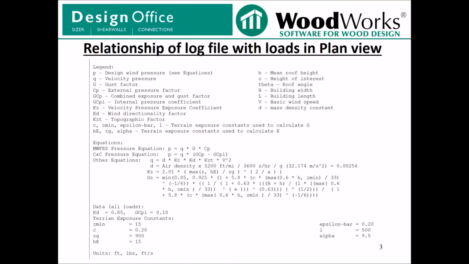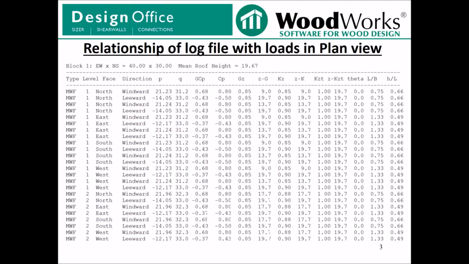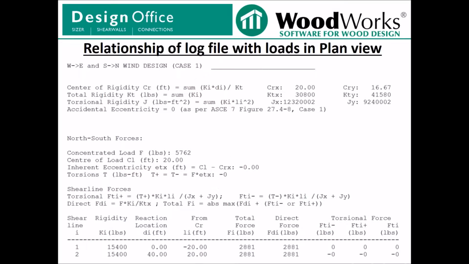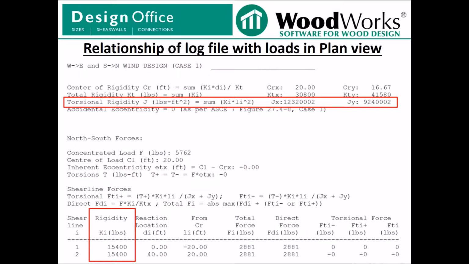The log file includes details for all the equations used from ASCE 7-10 and summarizes the forces generated in each direction in a table. All the details for the torsional analysis are also reported for you, including the torsional rigidity for each direction. The rigidity used for the torsional analysis is going to change depending on whether you have selected capacity or deflection-based distribution in the Design Settings tab.